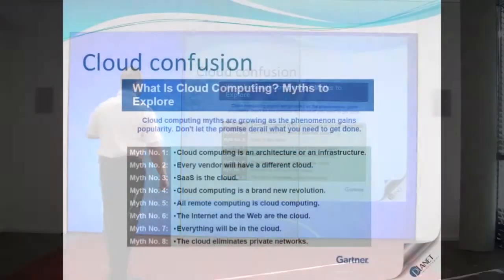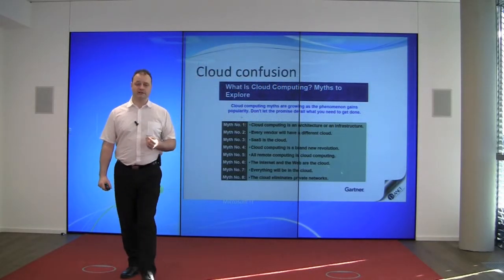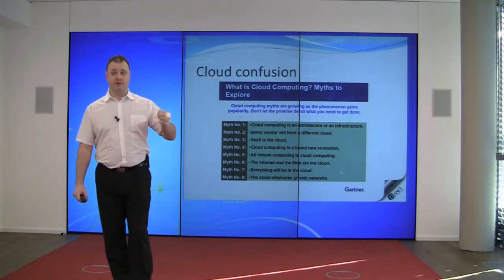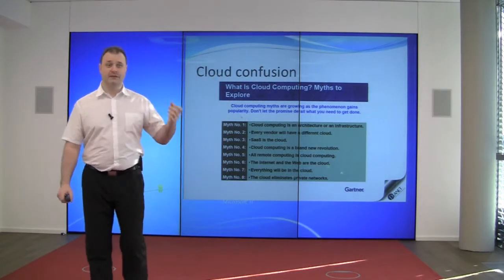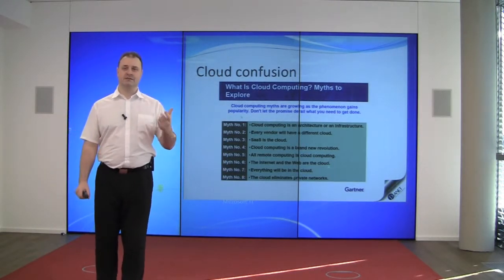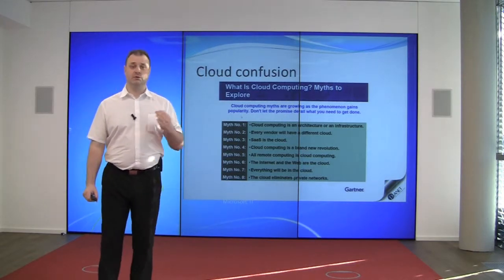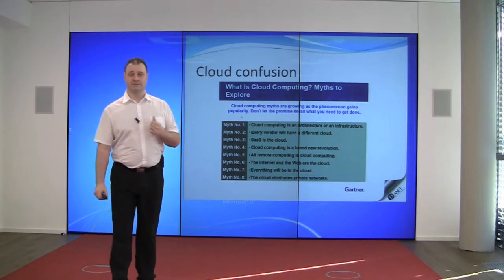Myth number 6, the internet and the web are the cloud. This is, for me, the most irritating because the internet and the web are both different things anyway. So how they can both be the cloud is beyond me. But the cloud has a specific definition. The internet is a transport mechanism, and the web is a set of protocols for delivering hypertext.